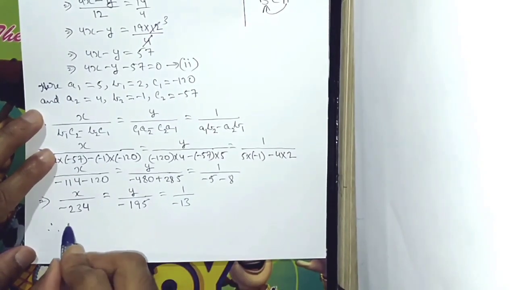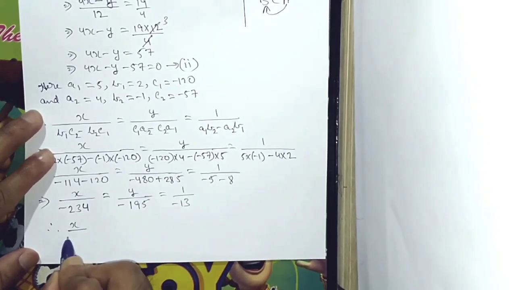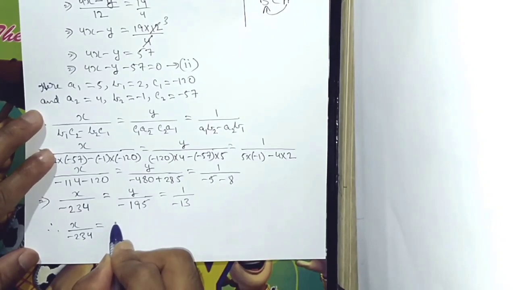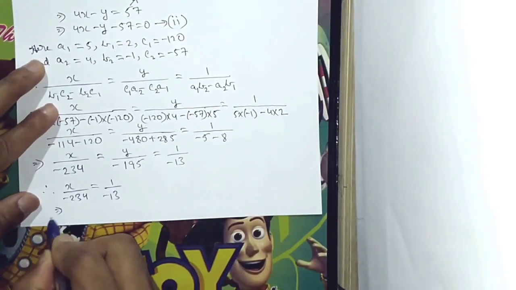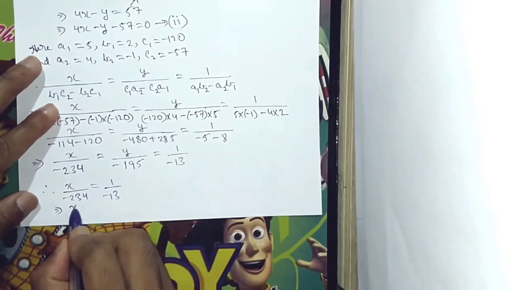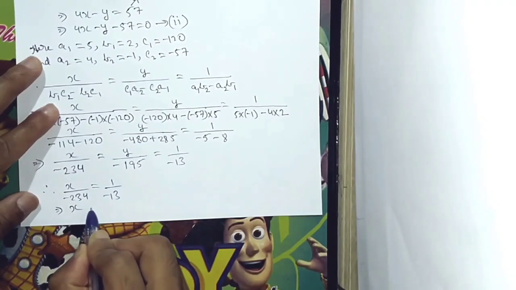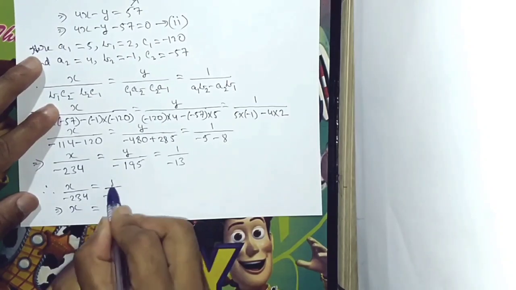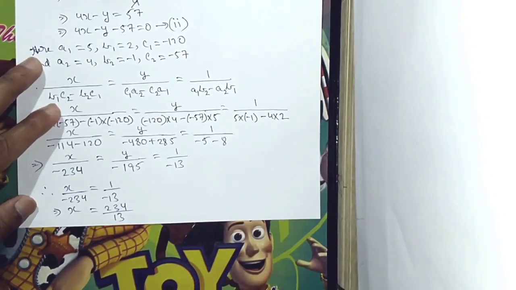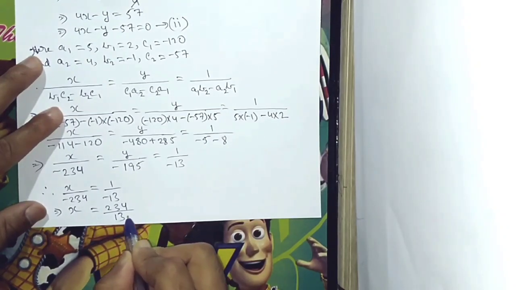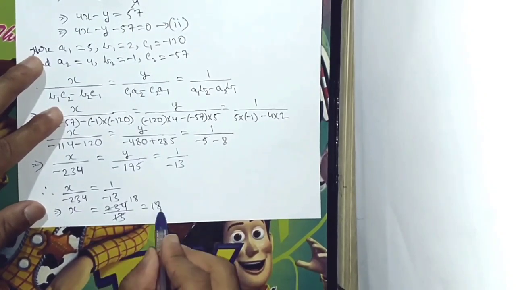So therefore, taking x equal: x by minus 234 is equal to 1 by minus 13. And this implies, the left side has a minus and the right side has a minus, so they cancel. Cross multiply: x is equal to 234 into 1, that is 234, divided by 13. Dividing 234 by 13, we get 18 times. So x is equal to 18.